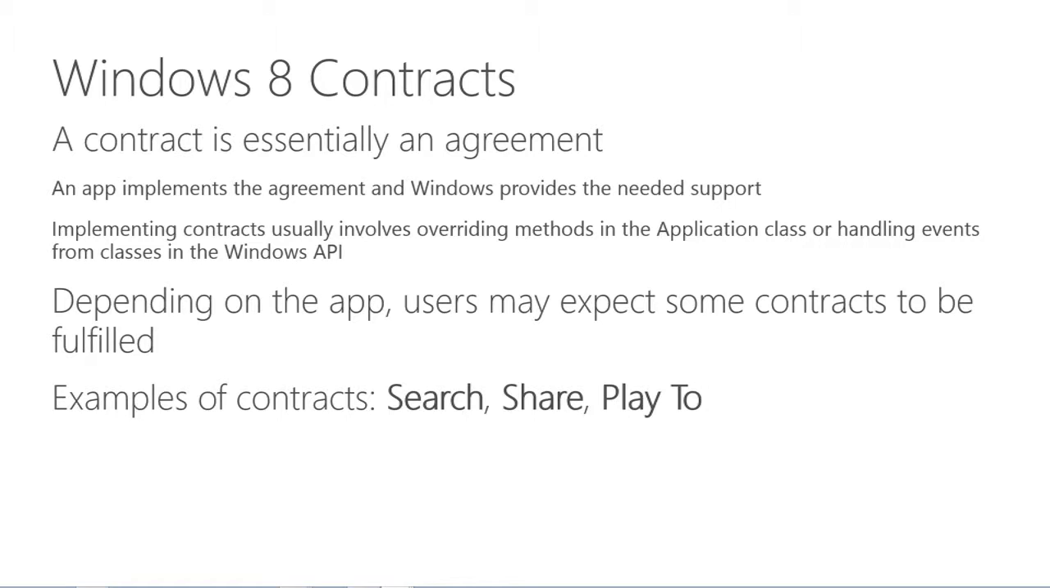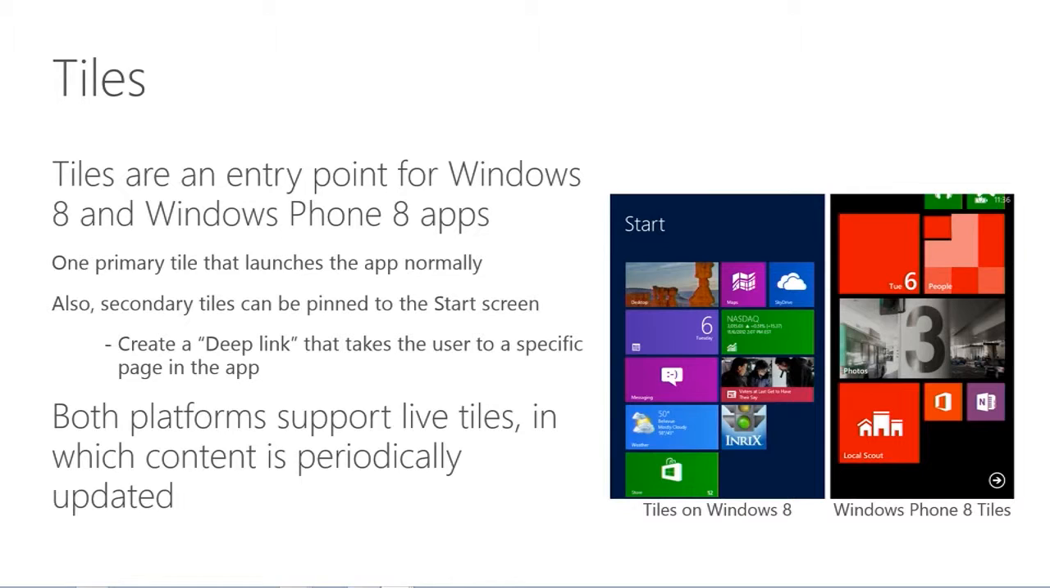Depending on the app, the user may actually expect some of those contracts to be there. So certainly I would encourage you wherever possible to take advantage of the contracts. It just makes your app feel more like a native Windows 8 app. So the typical ones, search and share, are the two that you should be looking at absolutely. Settings is another one, Play To is another one, and so on.